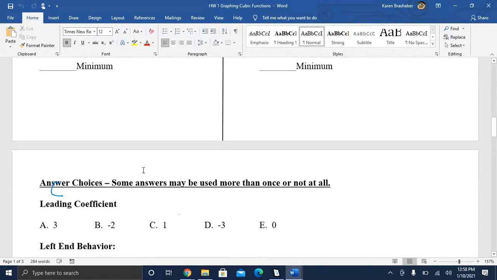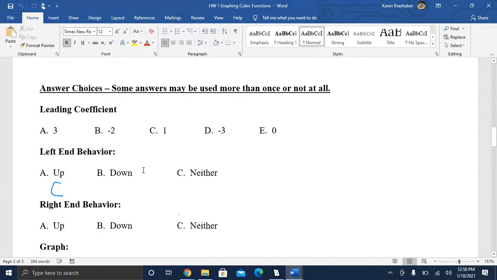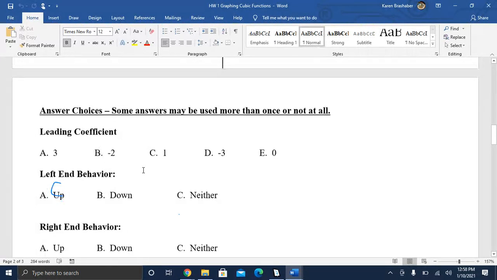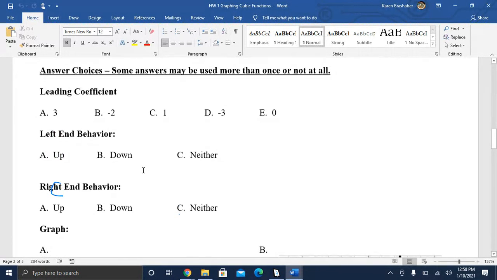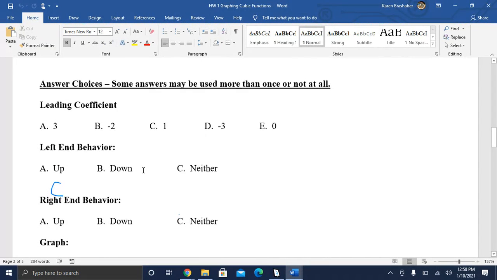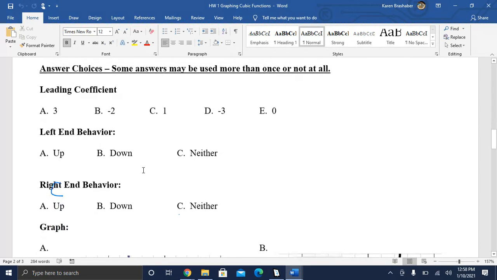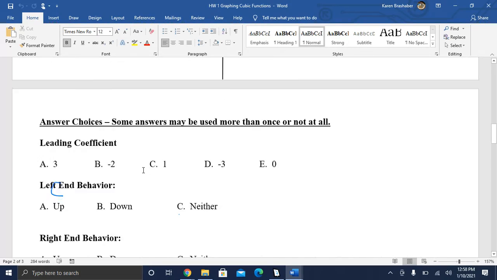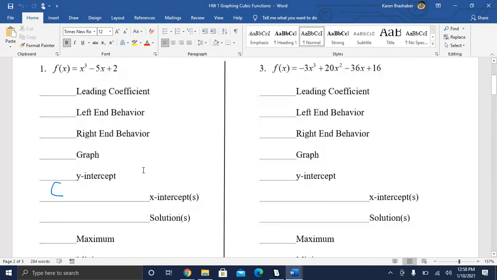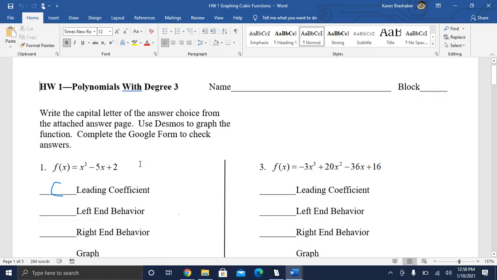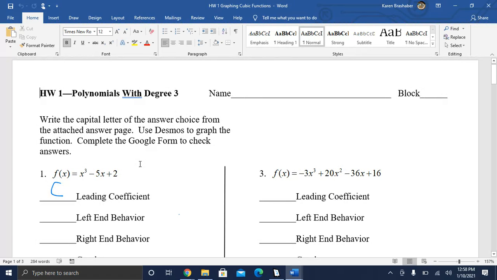So you'll look at the left end behavior, and because it was a positive, I want you to think, what will it do? Will it go on the left? Will it be up or will it be down? On the right, will it be up or will it be down? And then you can put the correct letter in the blank. So since this one was a positive, we said that the left would go down, and so you'd put the letter for down. And we said that the right would go up, so you'd put the letter for up.